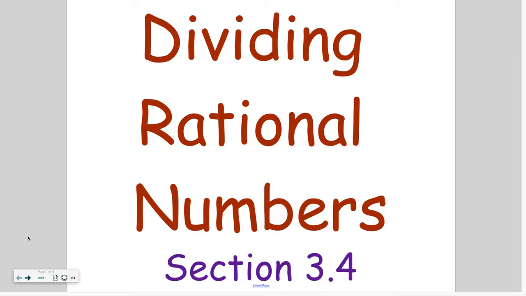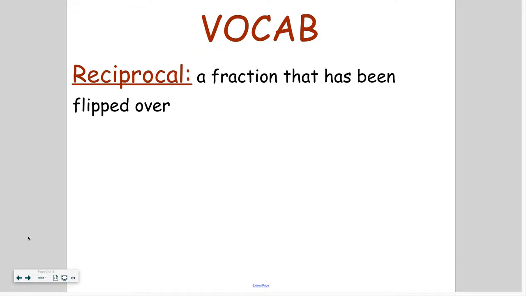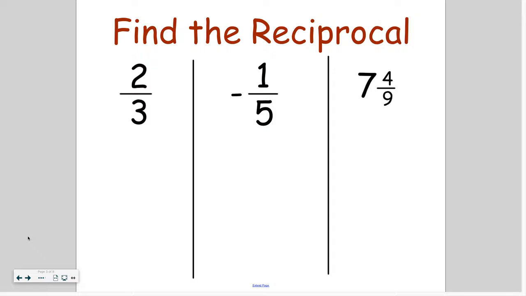Hello class, today we're going to talk about section 3.4, which involves dividing rational numbers. One piece of vocab that we are going to need for this section is the reciprocal. The reciprocal means a fraction that has been flipped over. So that's taking the numerator and putting it in the denominator, and taking the denominator and putting it into the numerator. So to go over this idea, we're going to do a couple examples.